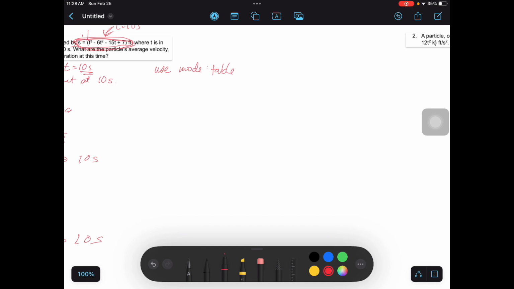Then, ito yung ilalabas ng calculator from 0 to 1, 2, 3, 4, 5, 6, 7, 8, 9, 10. So, ang values, ang position at every second is this.